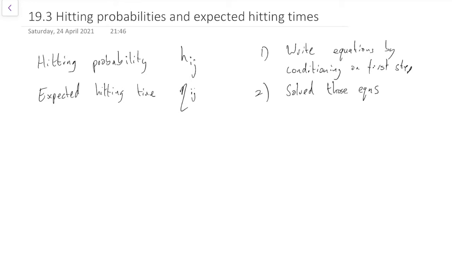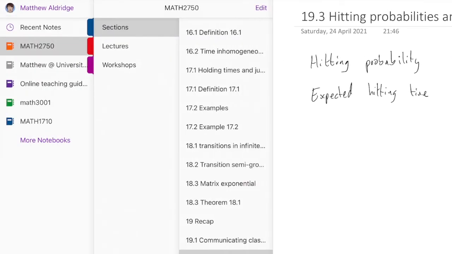It will turn out that hitting probability has nothing to do with time, it's just whether we get there or not. So hitting probability will be exactly the same as discrete time, because the time doesn't come into it. Whereas the expected hitting time does involve time, so that will be a little bit different. But I think the best way to explain this, rather than doing any fancy theory, is just to jump straight into an example. I think it will be clear what's going on when we see an example.